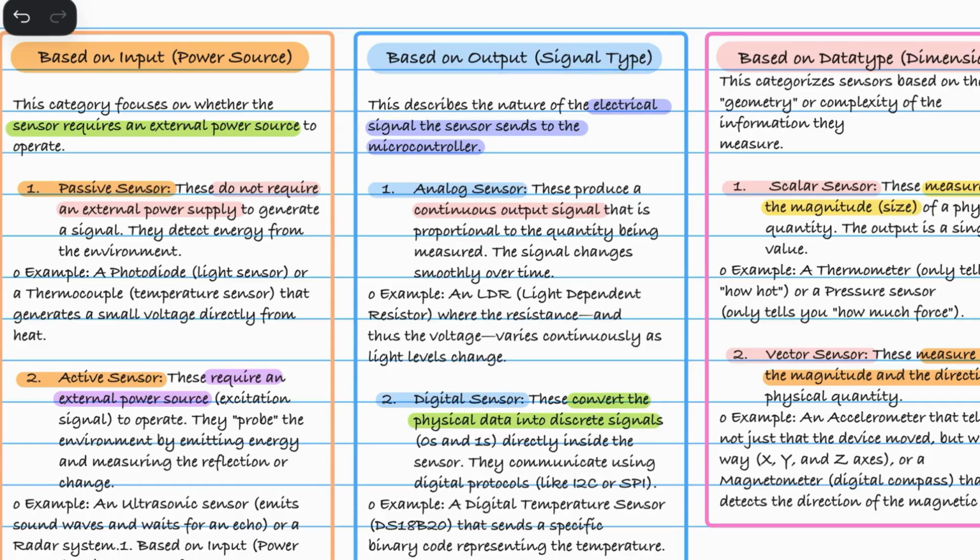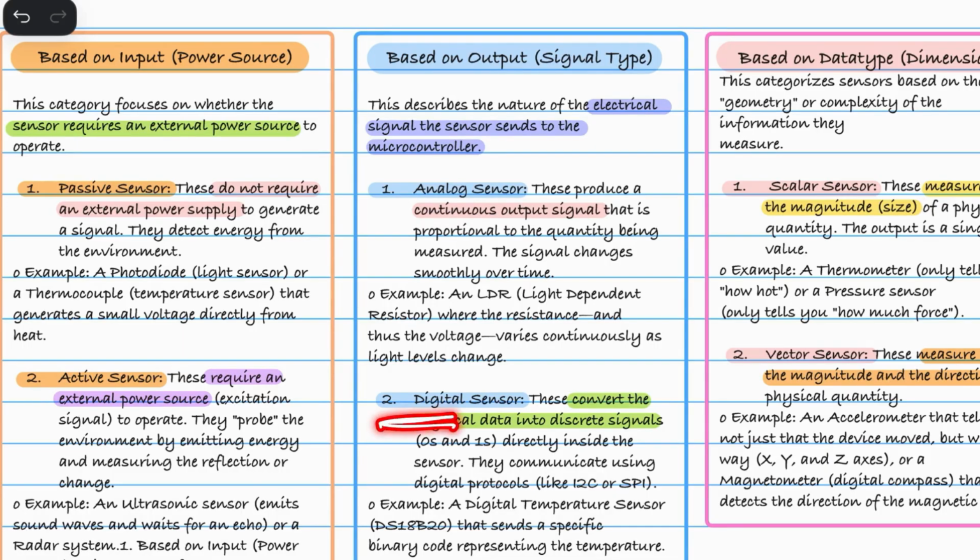Next type is based on the output, that is digital or analog. Analog sensors provide a continuous, smooth stream of data. If the temperature goes from 25 degrees Celsius to 26 degrees, an analog sensor outputs a smooth curve of change of the voltage. Because microcontrollers only understand binary, you must route these signals through an ADC, the analog to digital converter. It is required in analog sensors.